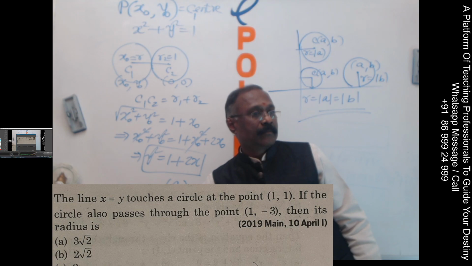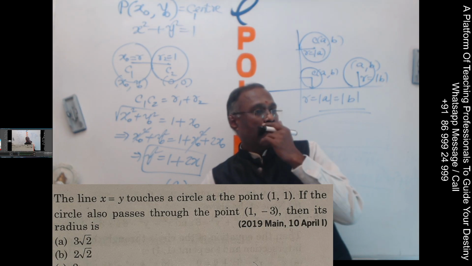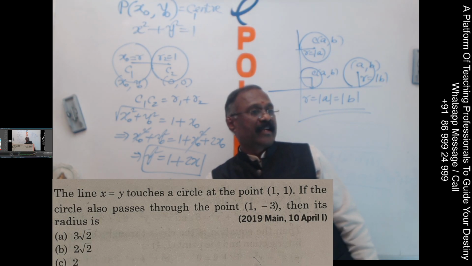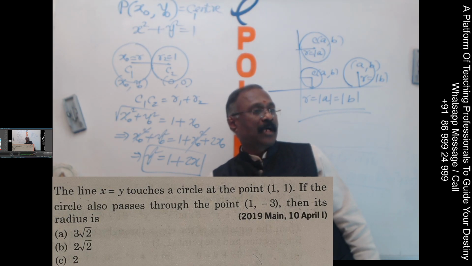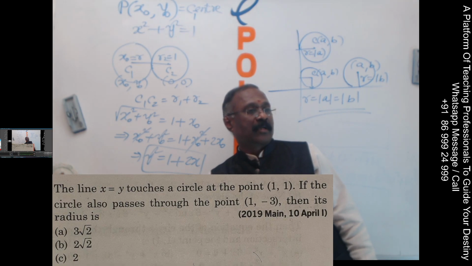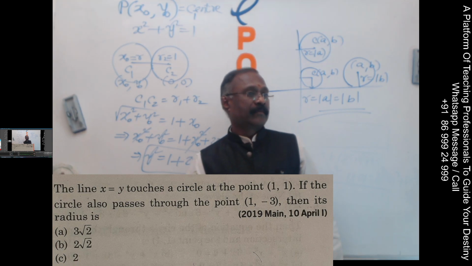Next question. The line x = y touches a circle at the point (1, 1). If the circle also passes through the point (1, -3), then its radius is?